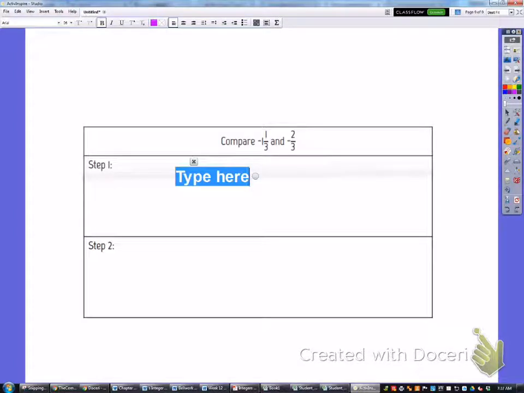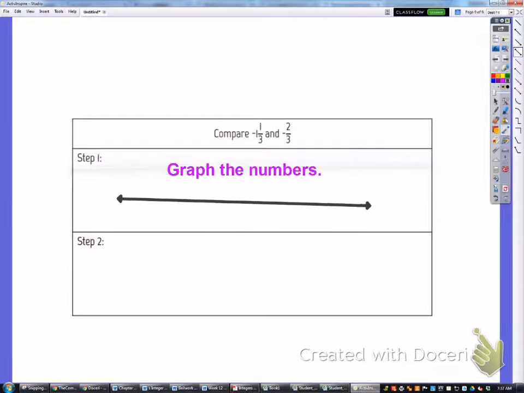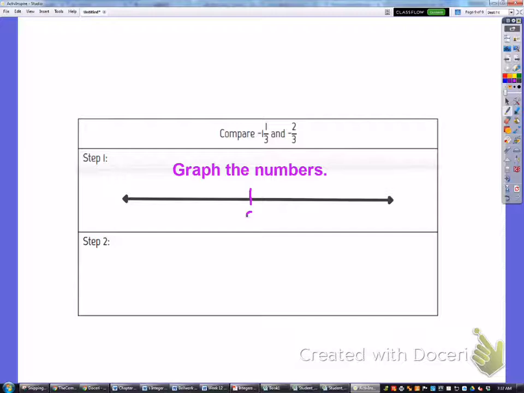Okay, so we're going to do the same thing, but with fractions this time. The first step is to graph the numbers. And we're going to use the positive and negative whole numbers to help guide us, again, just like we did last time. So you're going to make a number line. And I would probably make it exactly the same size as the last one. You're going to have 0 in the middle here, and then 1, and a 2. That one is super tiny. Okay, and then we're going to have -1 and -2.